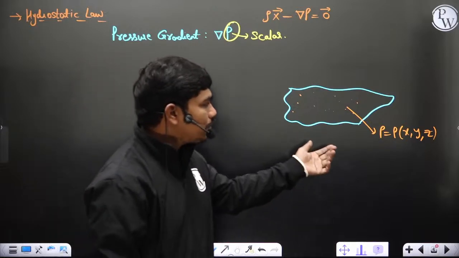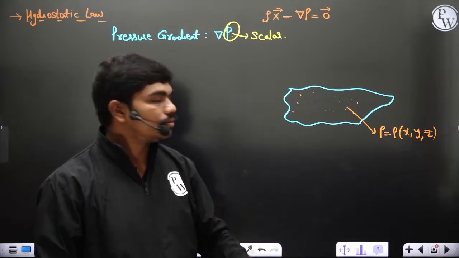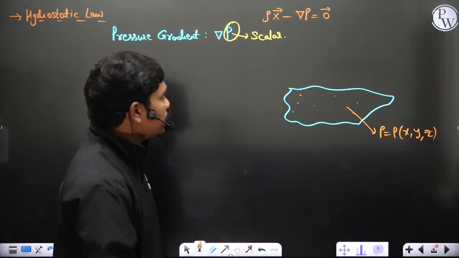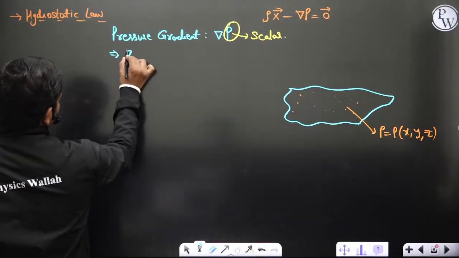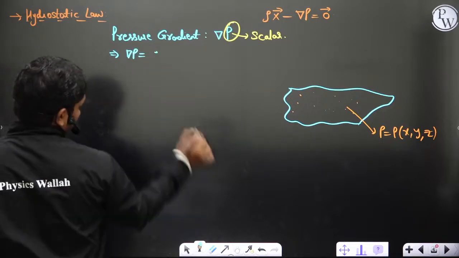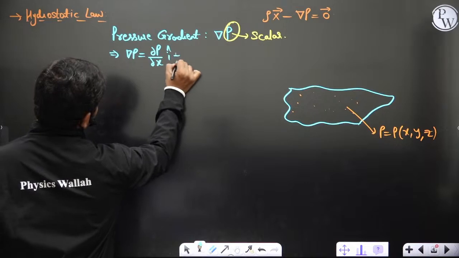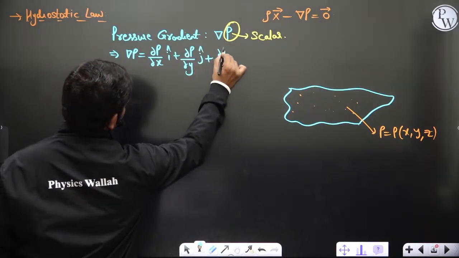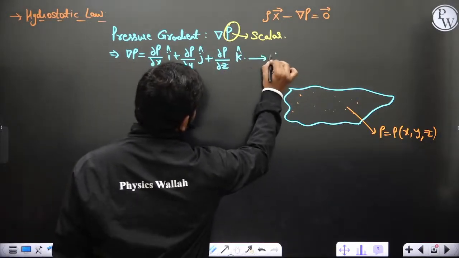So if you have pressure, and definitely this pressure is changing from point to point, you can define that p is actually a function of x, y and z in general. Now you know the definition of gradient normally. So del p is equal to dou p by dou x i plus dou p by dou y j plus dou p by dou z k. This is in Cartesian, we are writing in Cartesian as of now.